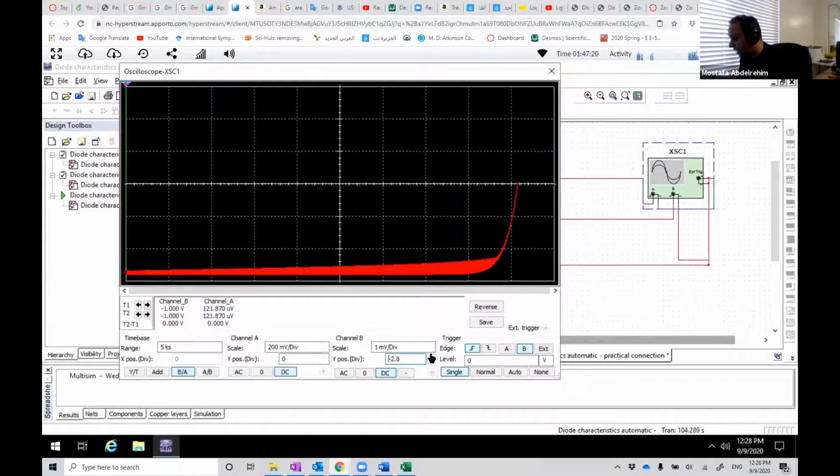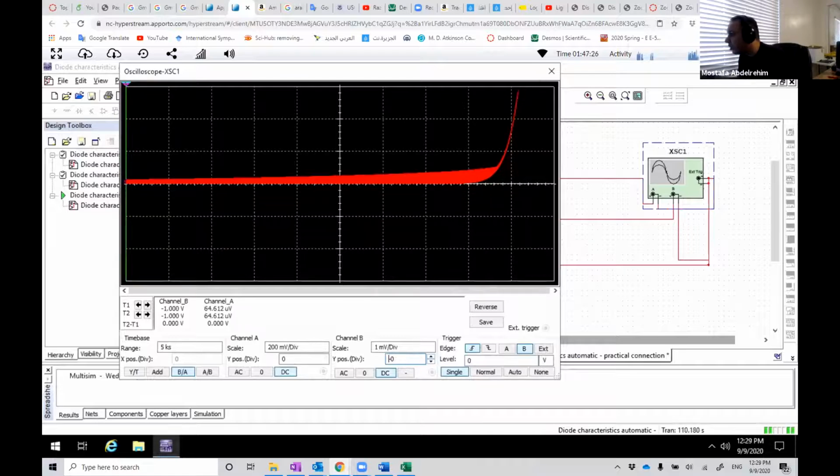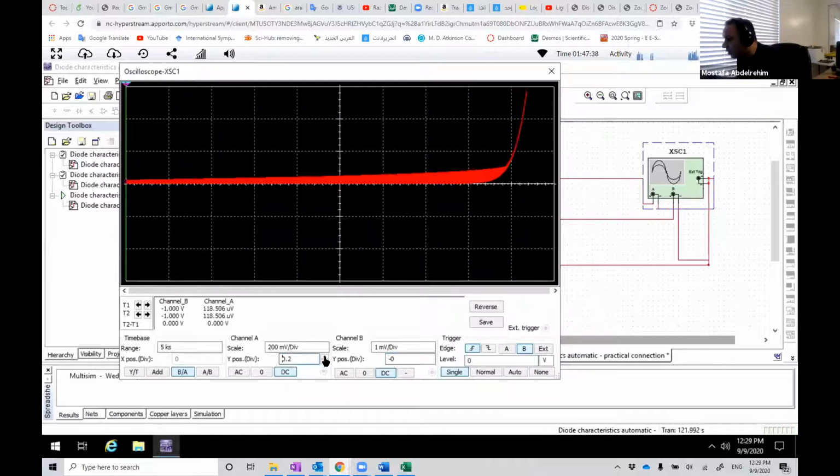So let's bring this back to its original position, 0 and 0. And here are the two points, this point here and this point. Remember, this guy is parallel to this, so the same intersection here. This is the intersection. How many divisions do we have? We have 1.3 divisions.